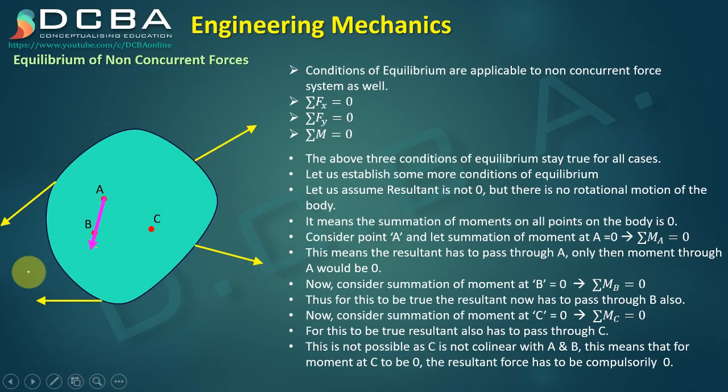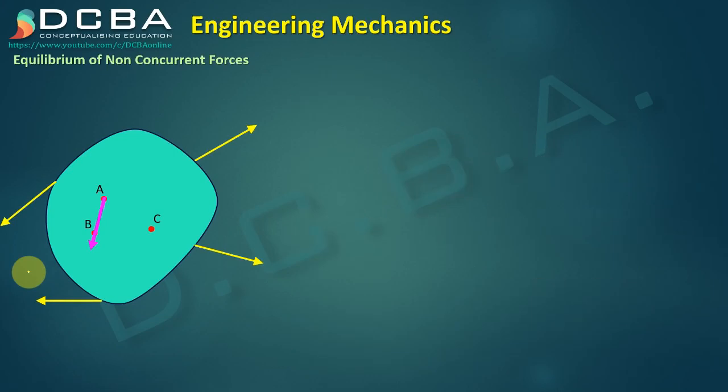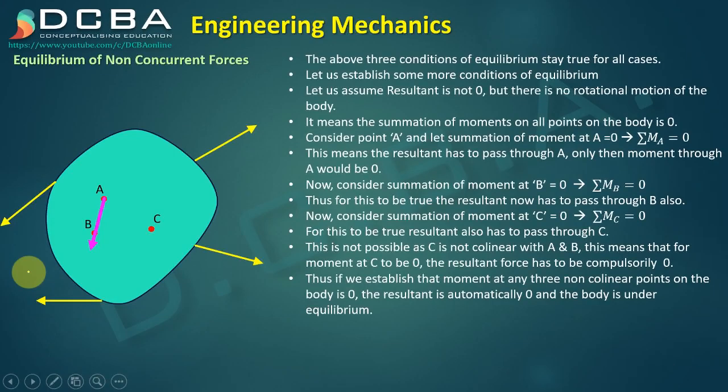Okay. So what we established here is that if there are three non-collinear points, and if I prove that the summation of moment at these three non-collinear points is equal to 0, I automatically prove that the resultant of the entire system is 0, and then I can further say that my system is under equilibrium, because if I prove that summation of moment at A, B and C equals to 0, I am already proving that summation M equals to 0. This is one of the conditions of equilibrium, right?